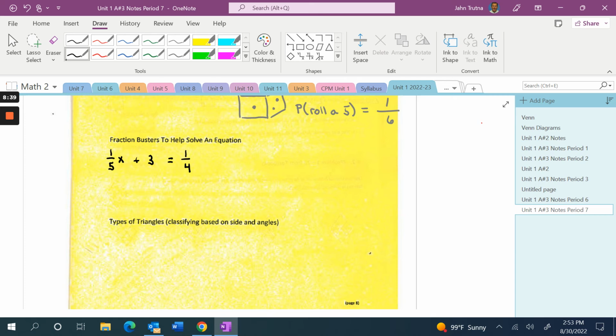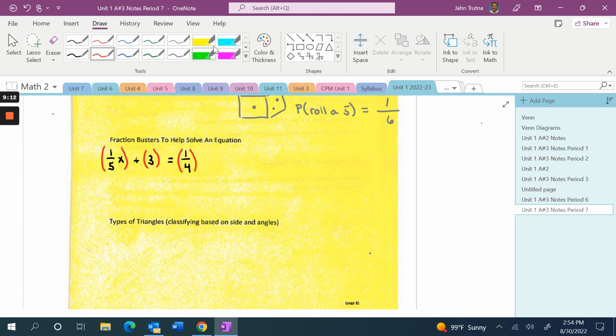There are fractions involved. As a matter of fact, if I said, how many fractions are there in this problem, what would you guys say? 2. If I said, how many whole numbers are in this problem, you would say, 1. So how many total parts are there to this problem? 3. You guys following that? There are 3 total parts to this problem. Put parentheses around each part. So put parentheses around the 1/5 x part. Put parentheses around the 3 part. Put parentheses around the 1/4 part.